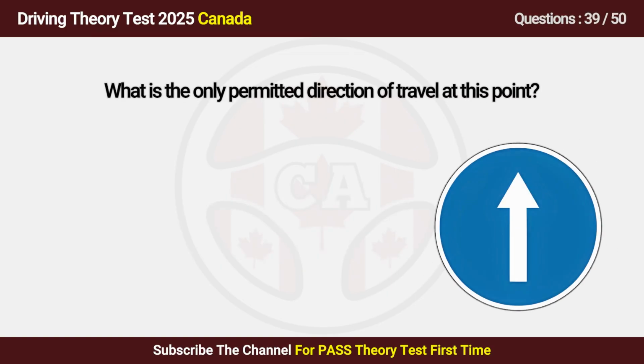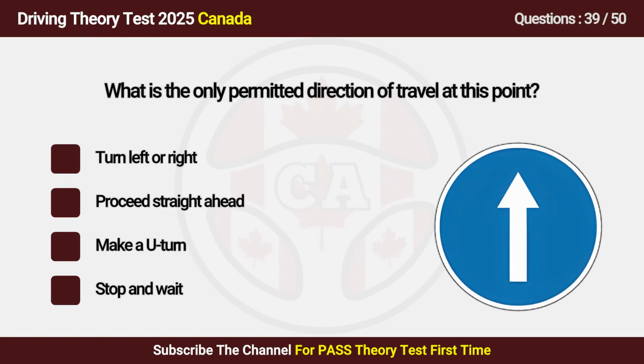Question 39. What is the only permitted direction of travel at this point? A. Turn left or right. B. Proceed straight ahead. C. Make a U-turn. D. Stop and wait.